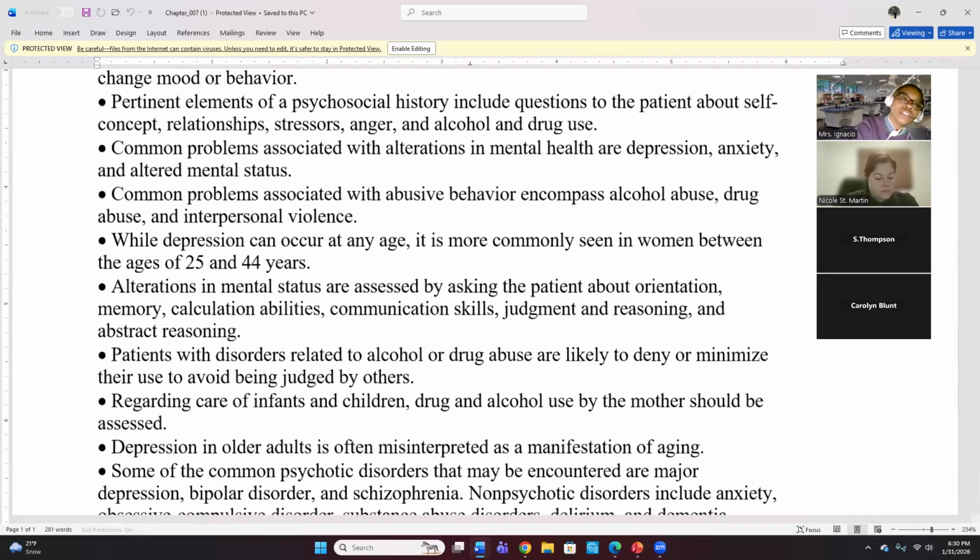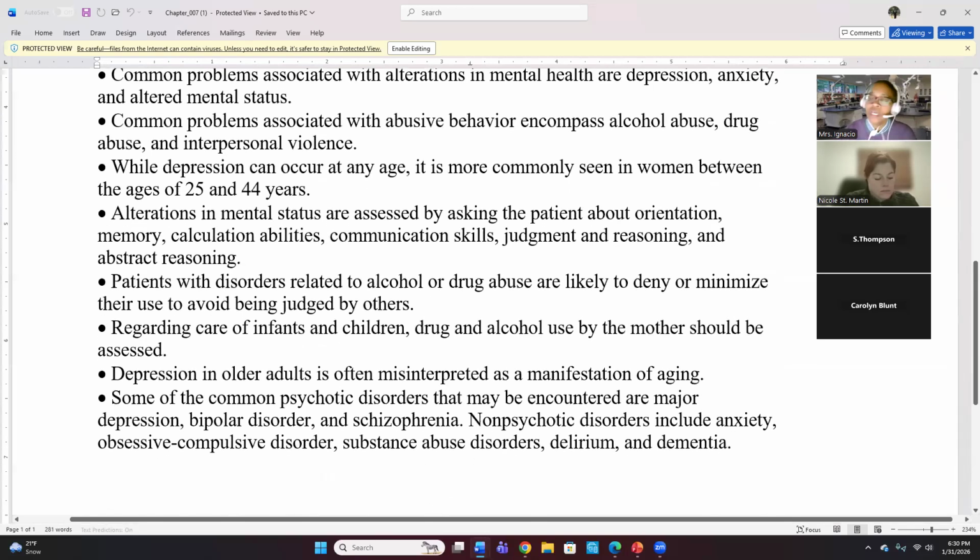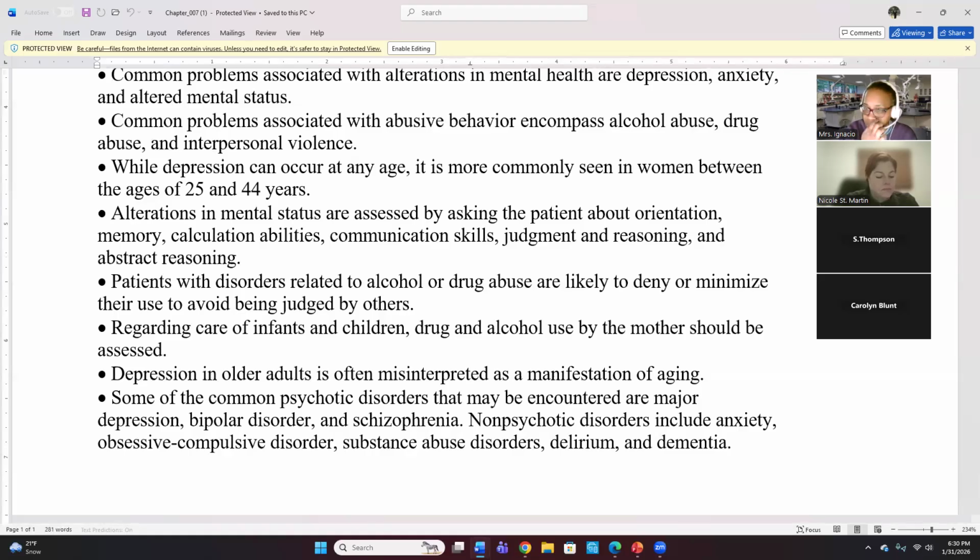Okay, this is talking about depression. Okay, Shamiqua, tell me how we can tell a patient may be depressed. What are some of the signs, symptoms, the cues that we may see?